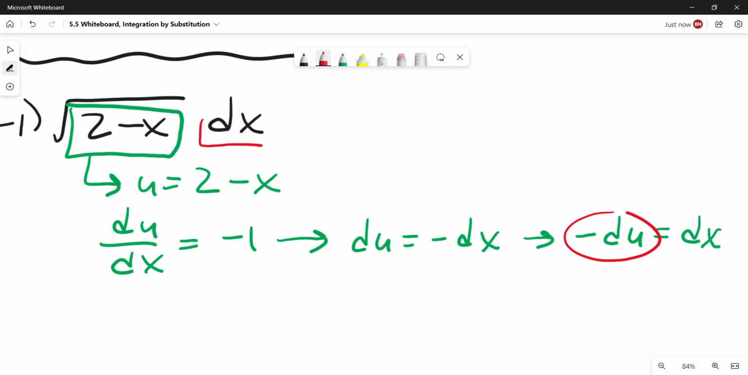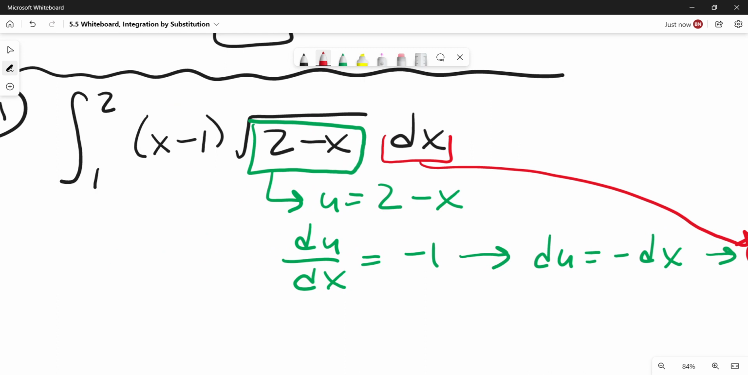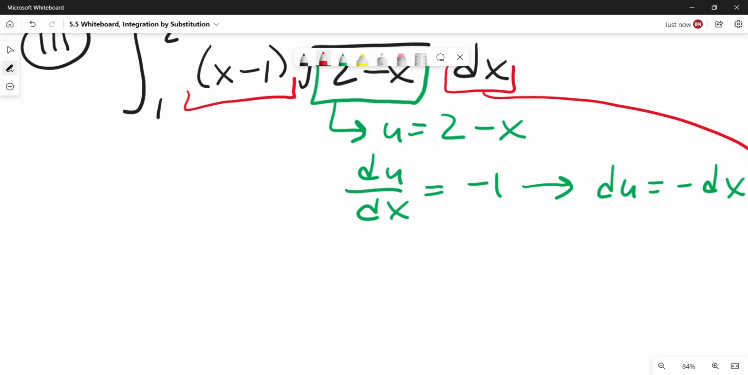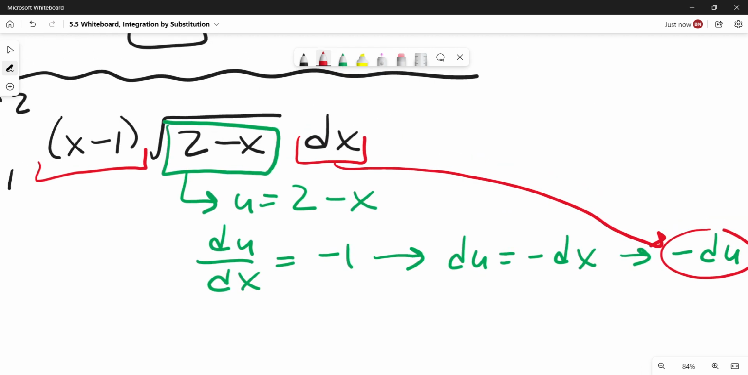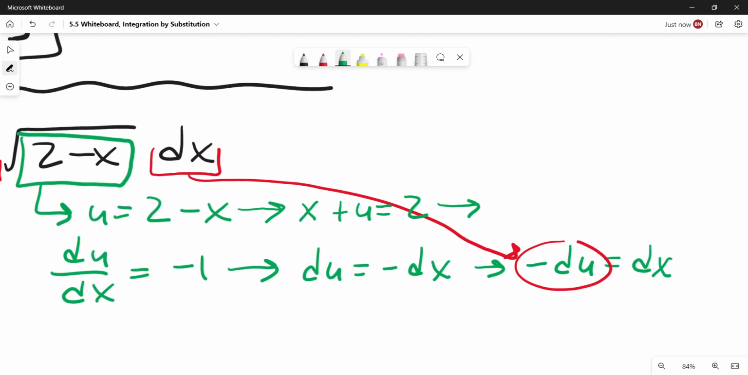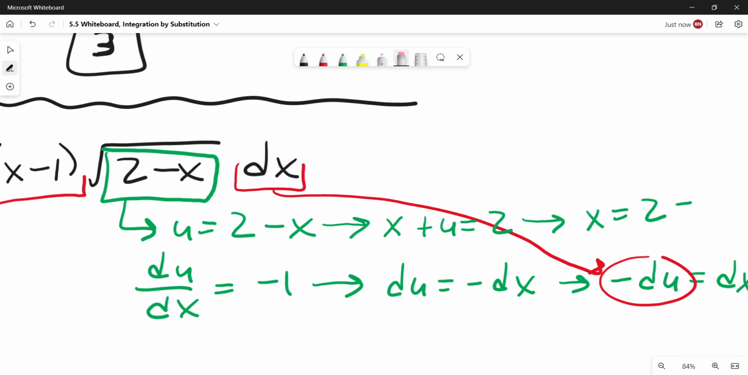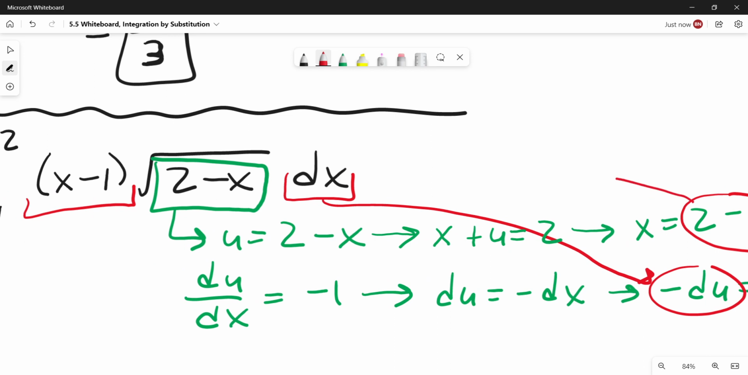So we plug that in for dx. We already know we plug in u for 2 minus x, so it's going to be square root of u, easy peasy. X minus 1, so we need to know what x minus 1 is. Well, how do we do that? We need to rearrange this to be in terms of x, either in terms of x minus 1, or I guess we can do it in terms of x and then just subtract 1, doesn't matter. If we add x to both sides, we get x plus u equals 2. So x equals 2 minus u. So I'm subbing this in for our x.